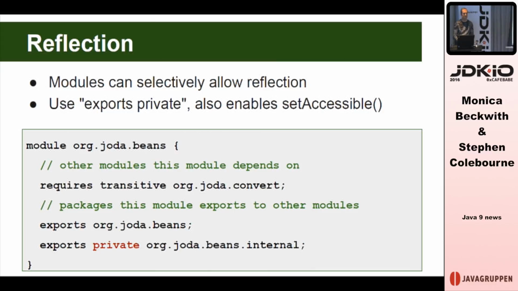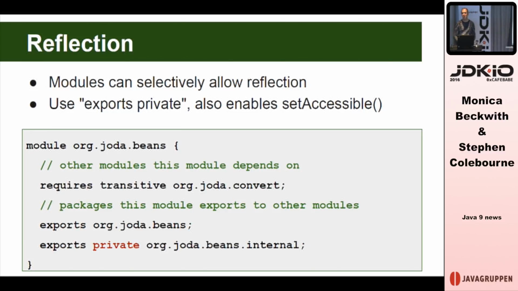But the idea here basically is to say, on what I've got up on the board, I'm exporting the Joda Beans package, so the public types in that the rest of the world can see, but I'm exporting privately the internal package. And by using export to private, what I'm saying is that any reflection code can see any class in that package, and it can use setAccessible to get at all the private and package scope stuff. So reflection can carry on working.